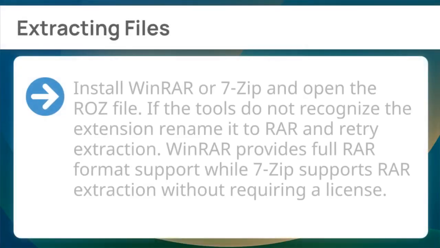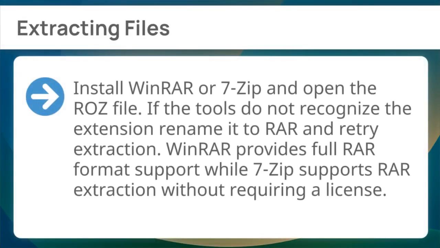First, extracting files. Install WinRAR or 7-zip and open the ROZ file. If the tools do not recognize the extension, rename it to RAR and retry extraction. WinRAR provides full RAR format support, while 7-zip supports RAR extraction without requiring a license.